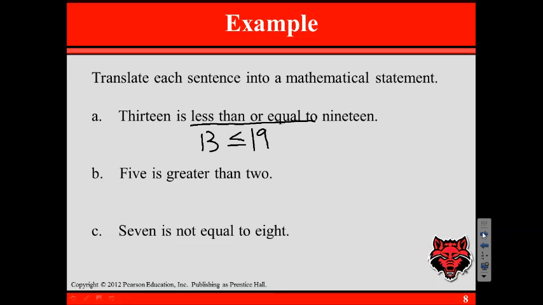5 is greater than 2, we use the symbol that represents greater than. And for the last sentence, 7 is not equal to, remember that's an equal sign with a slash through it, 7 is not equal to 8.